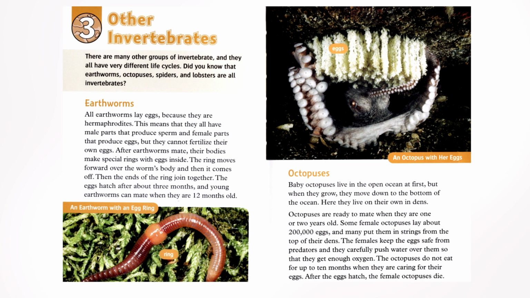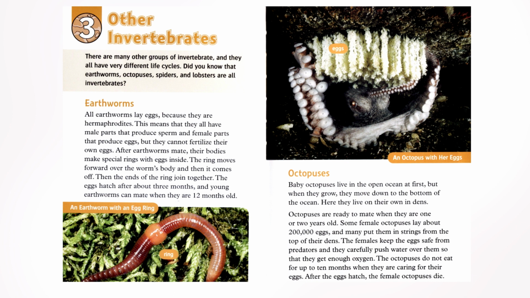Chapter 3. Other invertebrates. There are many other groups of invertebrate, and they all have very different life cycles. Did you know that earthworms, octopuses, spiders, and lobsters are all invertebrates?